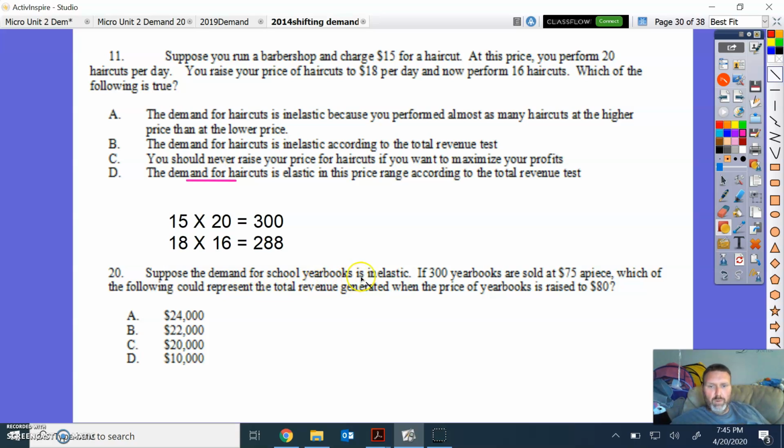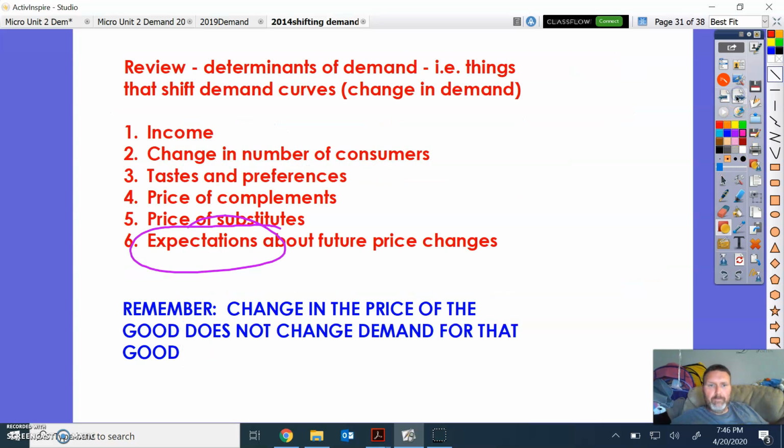Suppose the demand for school yearbooks is inelastic. If 300 yearbooks sold at $75 a piece, which of the following could represent the total revenue? So if you take 300 times 75, that's 22,500. We know that if it's inelastic and we raise the price, the total revenue has to go up. So it's got to be more than 22,500. That's what 300 times 75 is. What's more than 22,500? Letter A. It's got to be that one.